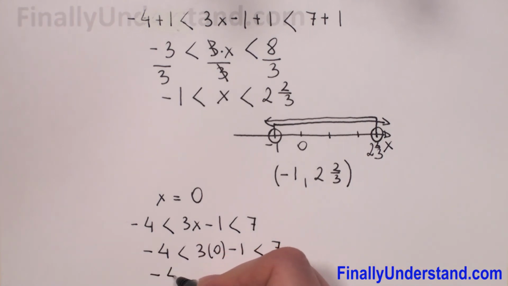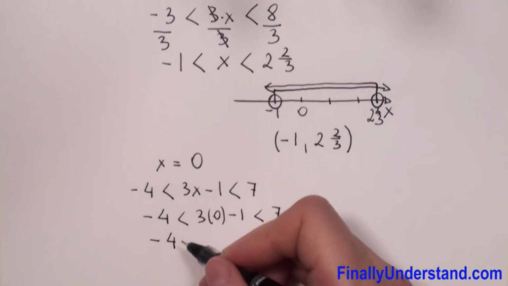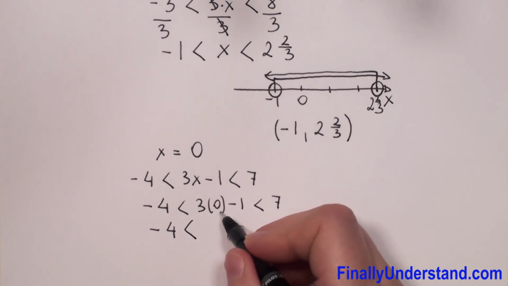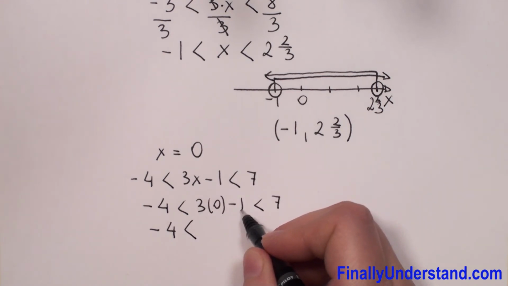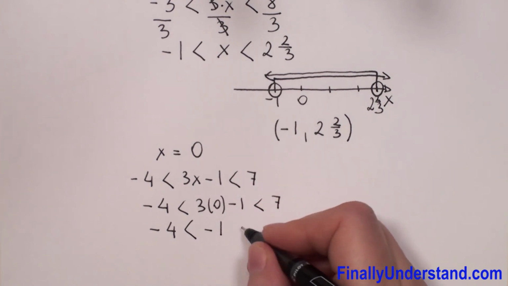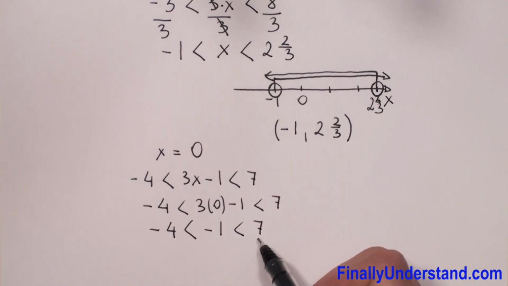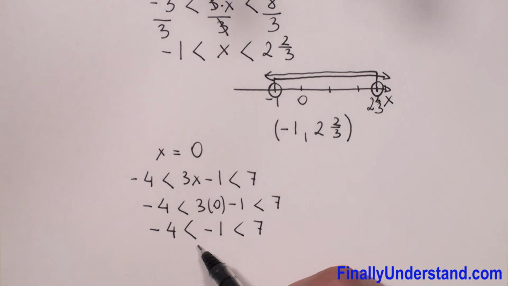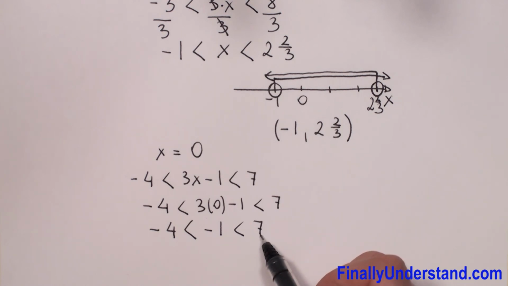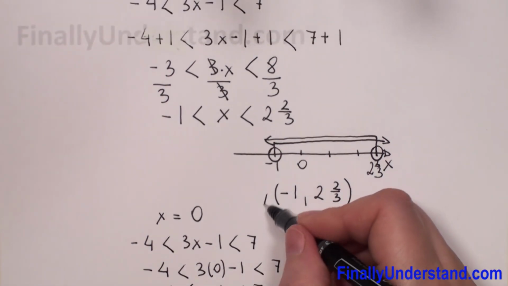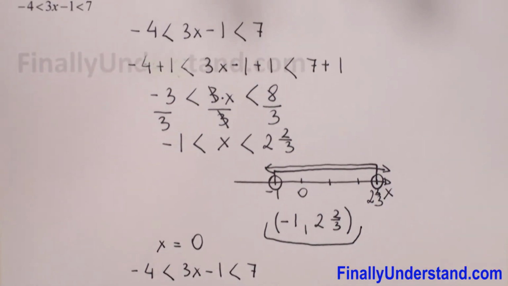So I have negative 4, 3 times 0 is 0, minus 1 will be minus 1, is less than 7. So we will see that this inequality is true. Negative 4 is less than negative 1 and negative 1 is less than 7. So our solution is correct.